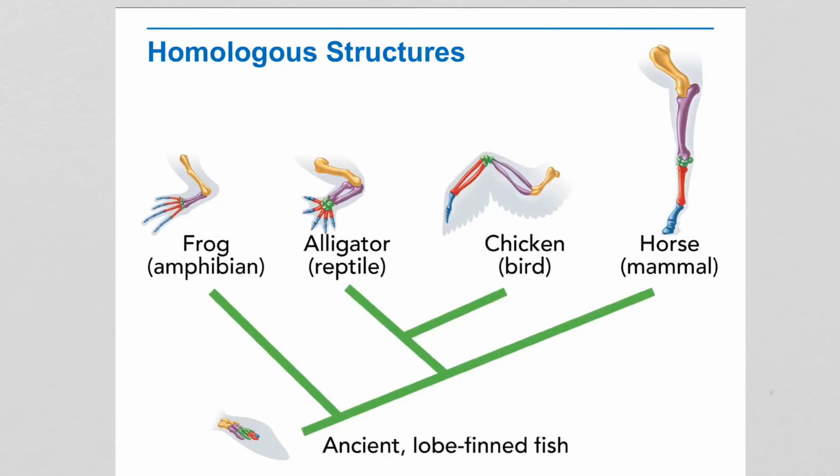So let's look at this for a second. Here we have an ancient lobe-finned fish, not dissimilar to maybe the coelacanth that I showed in the beginning. If you notice, and I'm wondering if you can figure out, we have other animals here like the frog, alligator, chicken, and a horse. And it has highlighted in blue these bone structures. What do you think those blue bone structures could represent? What part of the body?